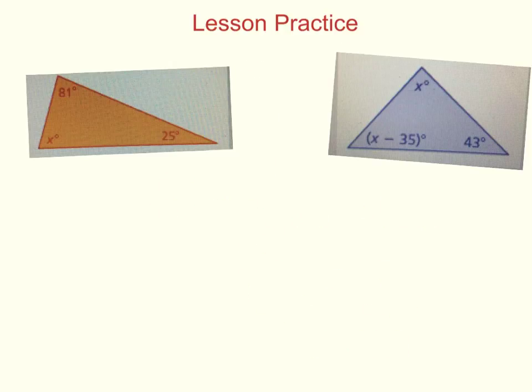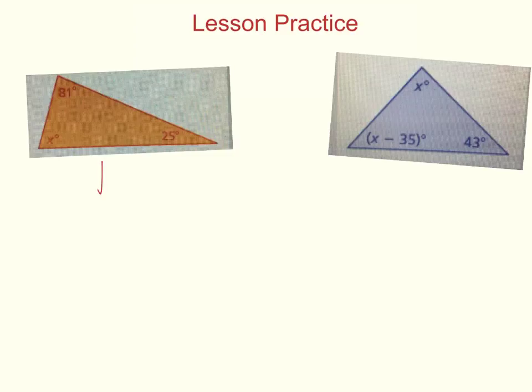All right, so why don't you go ahead and stop the video right now. I want you on your paper to go ahead and solve for the value of x for both triangles. And then once you're done, go ahead and hit play on the video and check and see if you got the correct answer. All right, so now I'm going to go through how to find the missing angle.